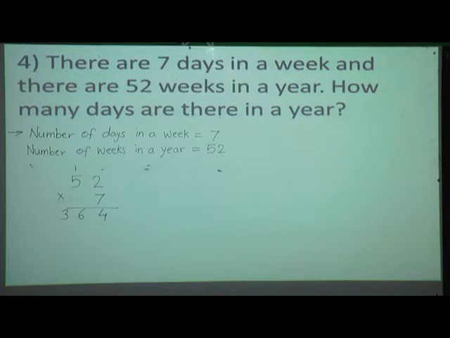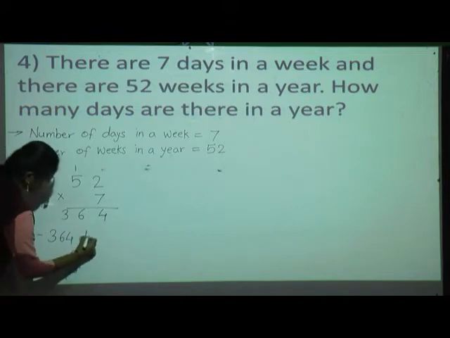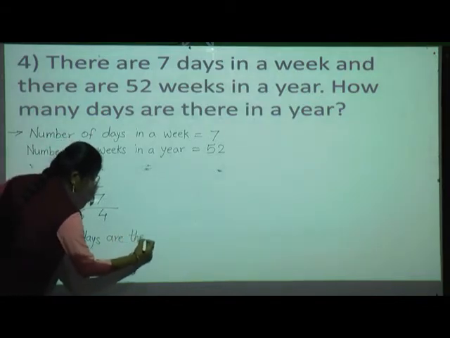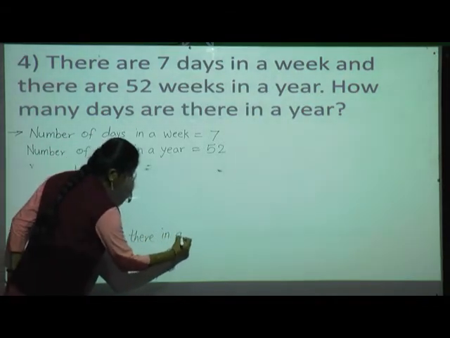Just remove the question part. What is the question word? How many days? So instead of how many, you have to put this number, and write the remaining sentence as it is. Now we will write the answer in a sentence. How many days are there in a year? So remove just how many, and instead of that we will write the answer. 364 days are there in a year.